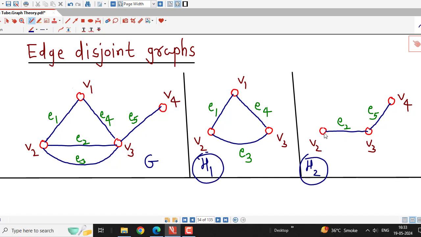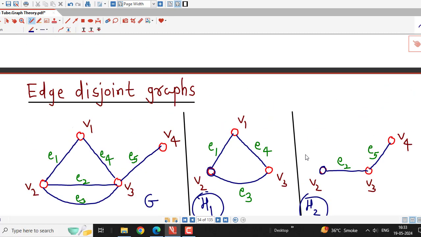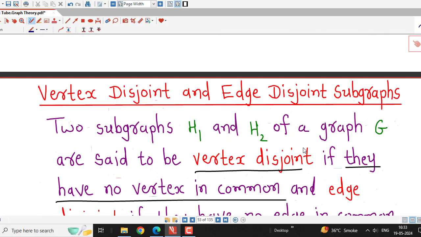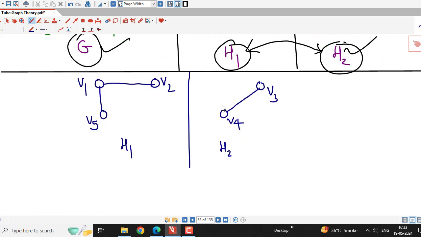And you can observe that here V2 is common in both the subgraphs, so they are not vertex disjoint. So remember that if we have vertex disjoint subgraphs, then they are always edge disjoint subgraphs, but converse is not true. That is, edge disjoint subgraphs may not be vertex disjoint. So in this way we can easily understand the concept of subgraphs. Here we have to remember that we are considering two types of subgraphs depending on the vertices and edges.